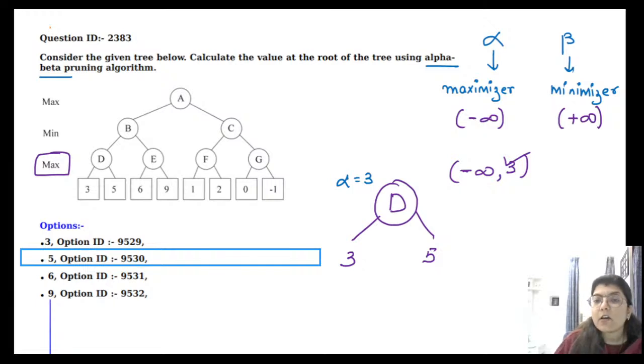Now, in order to check whether I have to check the right hand side or not, listen very carefully. In order to check whether we have to go towards the right hand side, we have one condition. What is that condition? The condition is that beta is less than or equal to alpha. If beta is less than or equal to alpha, then what will we do?